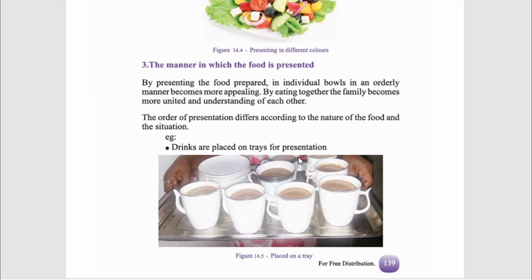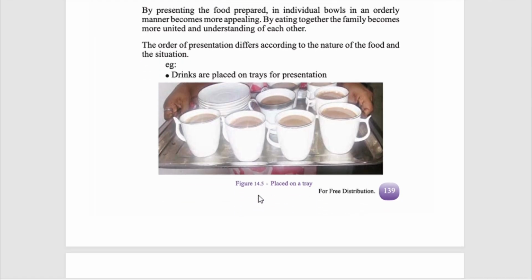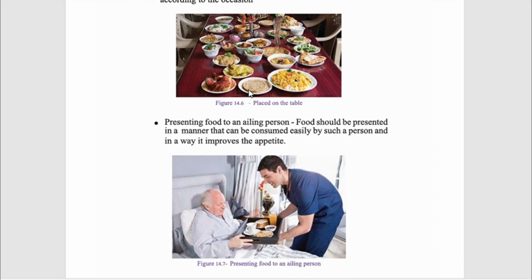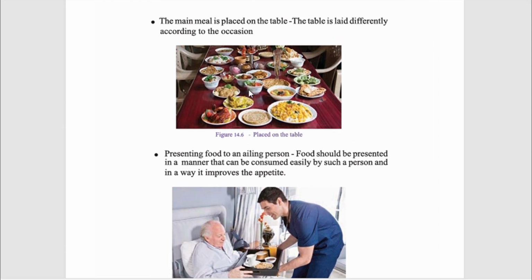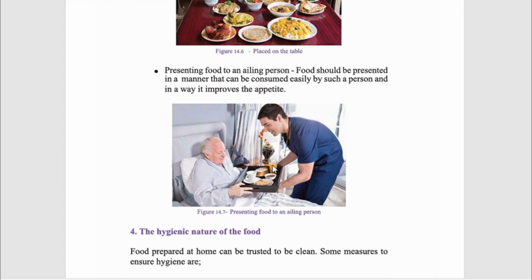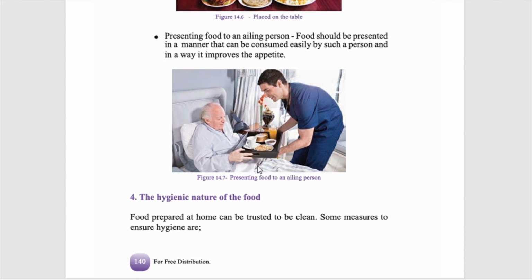Now you can see there are some teacups placed on a tray. Its presentation differs according to the nature of the food and the situation. And you can see from this picture, the main meal is placed on the table. The table is laid differently according to the occasion. And here you can see the elderly, a person who is not well, not capable of walking here and there. So that is another way of presenting.